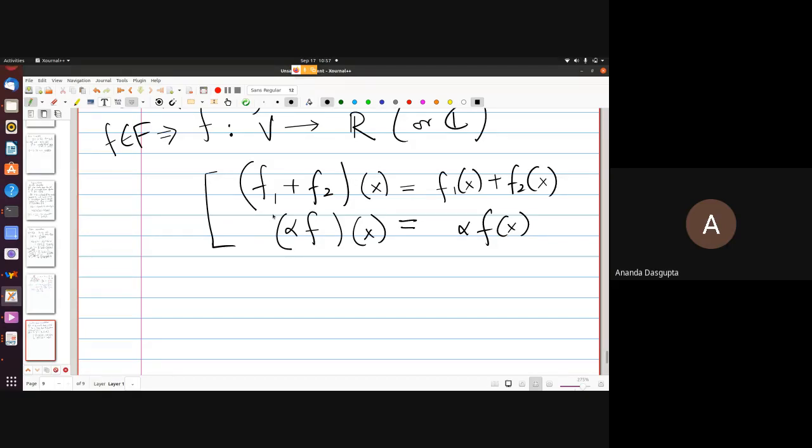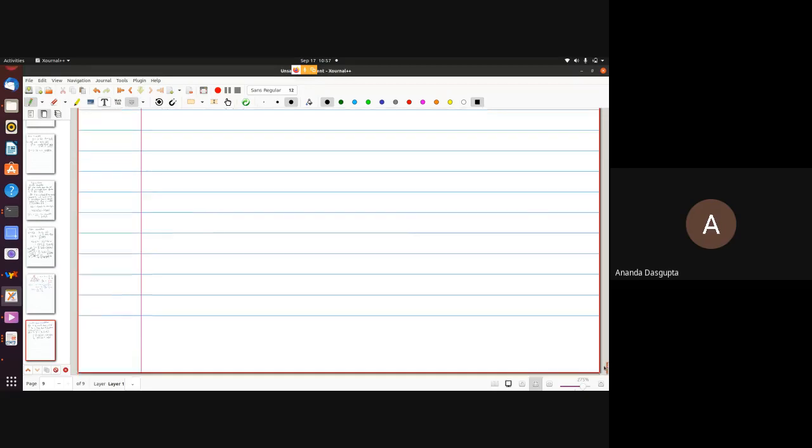So notice that this linear space of functions has V as its domain, and since V is a vector space, what we are going to really say here is this. So let me just pull this up a bit. Yeah.